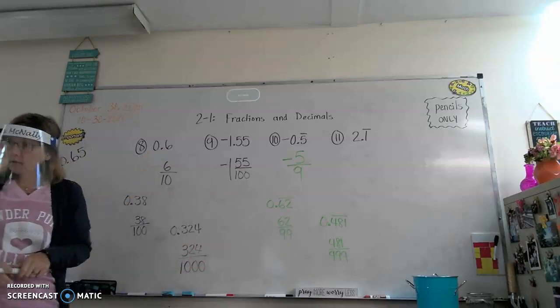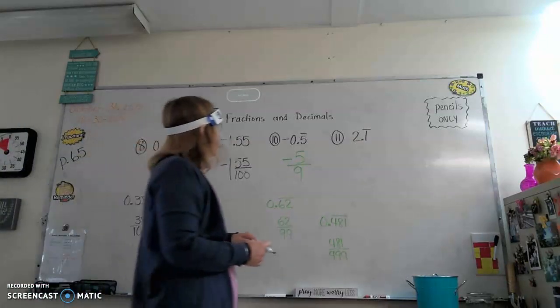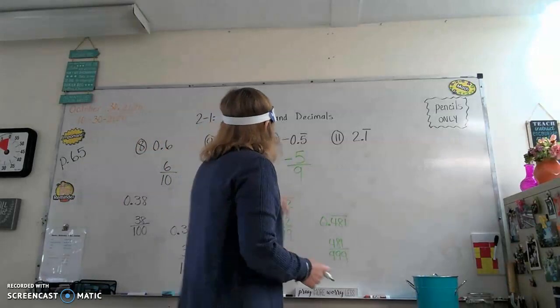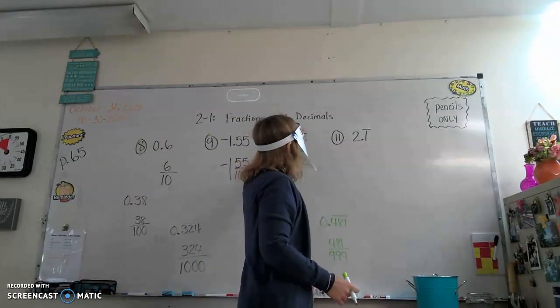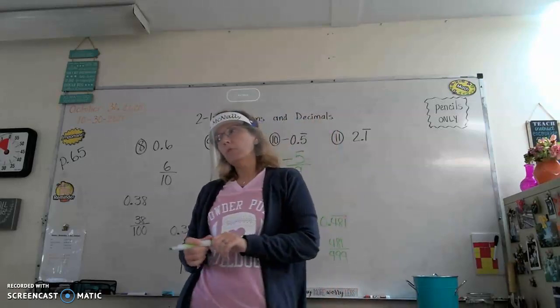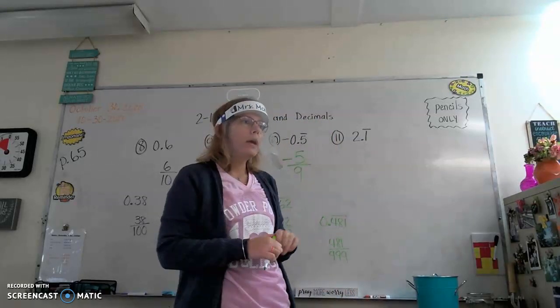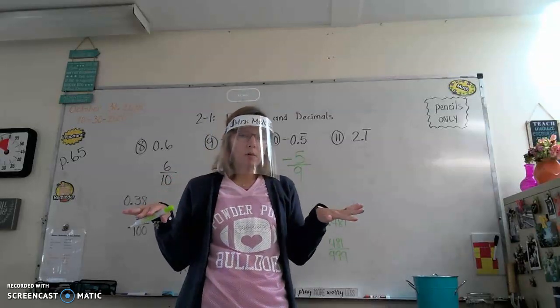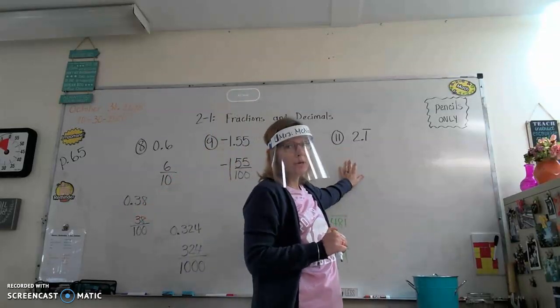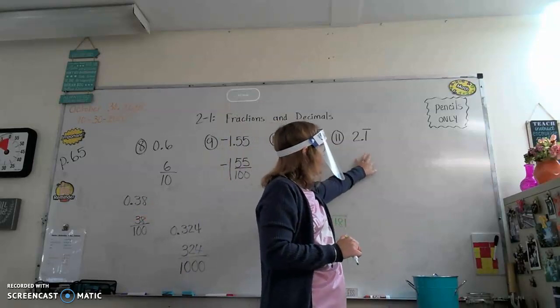But on the next number, can there be the bar too? On this, no. The bar is only when it's written in decimal form. That's a good question. So when I write it as a fraction, the bar goes away. Does that make sense? Okay. So for the last one, what would I write?